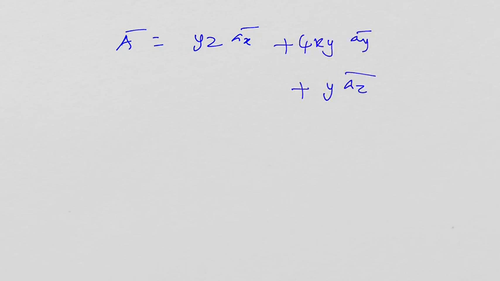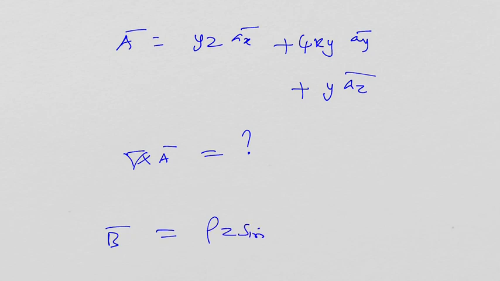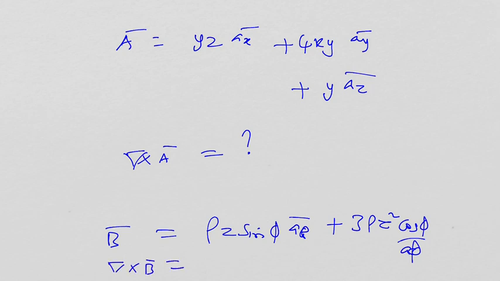Say for example, A is specified as yz ax plus 4xy ay plus y az, a vector field. How will you calculate del cross A? Similarly, a vector field B is specified as rho z sin phi a rho plus 3 rho z squared cos phi a phi. You can calculate del cross B from the matrices or the determinants given to you already.